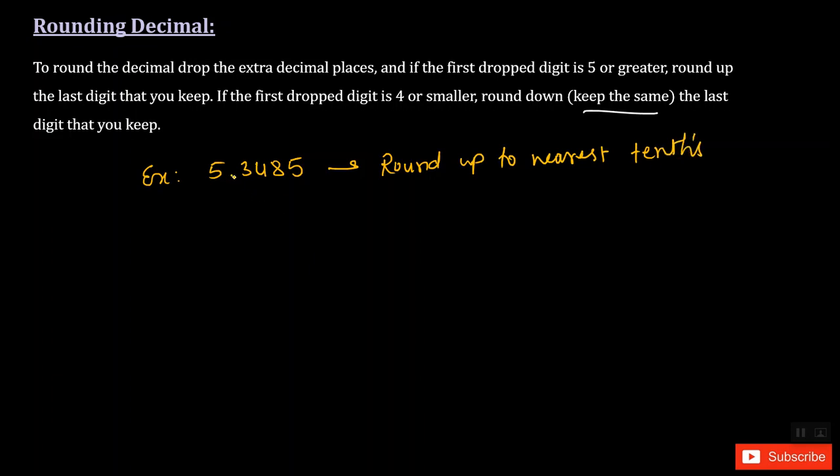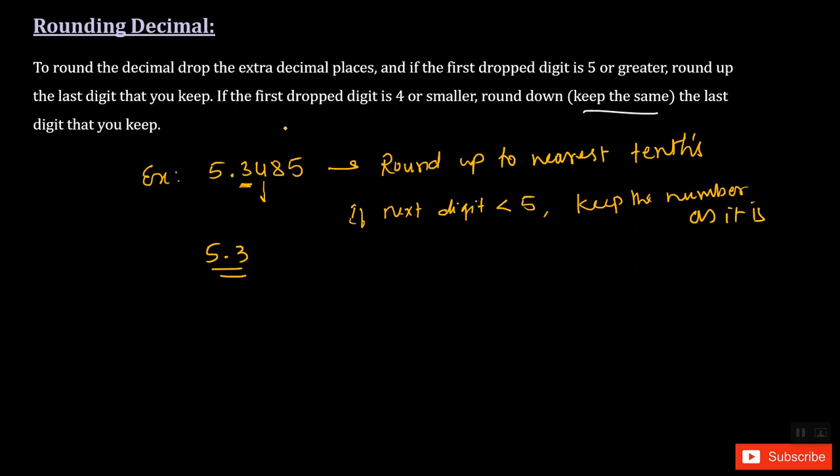Now look at after the decimal point, which is the tenths place. This is the place, right? So I have to write 5 point, only one digit, that is the nearest tenth. Now you have to look at the next digit. If the next digit is less than 5, keep the number as it is. It means 5.3485 we can round to the nearest tenth as 5.3 itself, because we are not adding 1, because if the next number is less than 5, then we keep this number as it is by ignoring the other part. That is equivalent to 5.3.